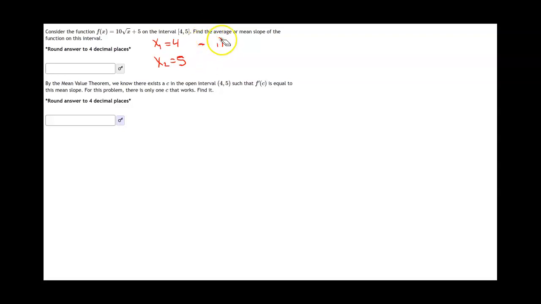From here, we need to find what is f of x1 and what is f of x2. So we know that x1 is 4, so we basically want to find what is f of 4. If I replace the x here with 4, then that's going to give me 10 radical 4 plus 5. Now, radical 4 is 2, so this is going to give me 10 times 2 plus 5, which is 25.